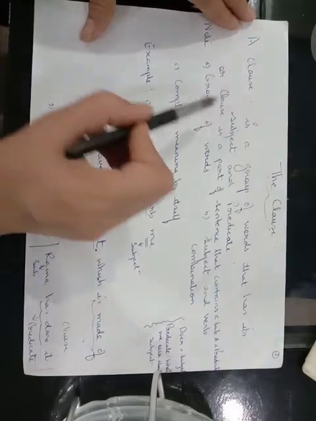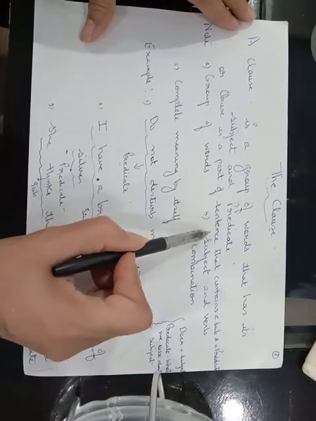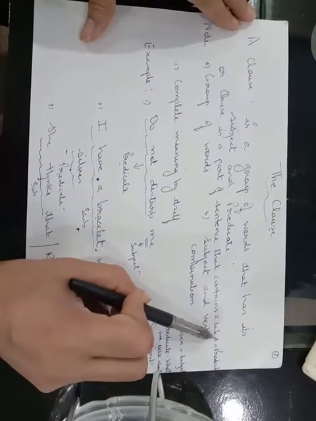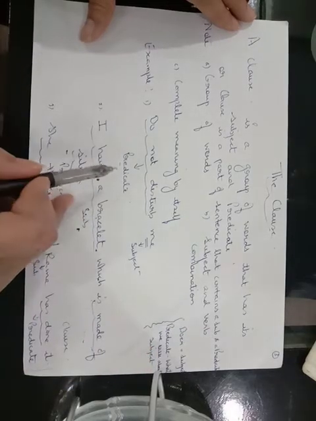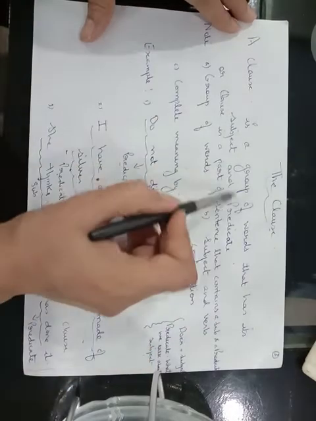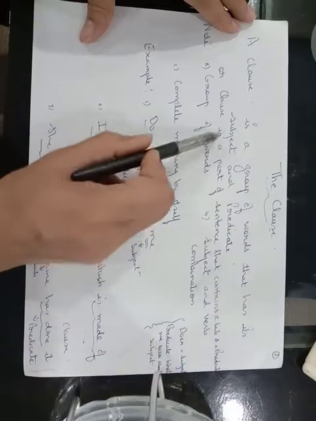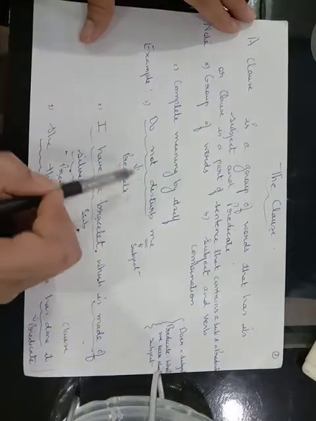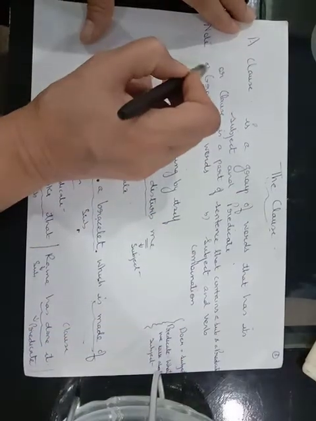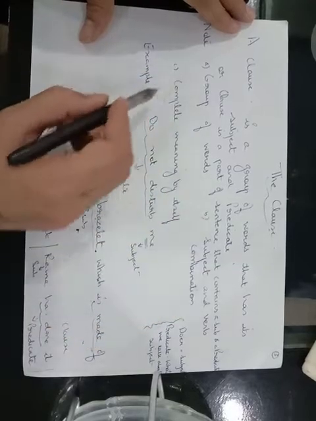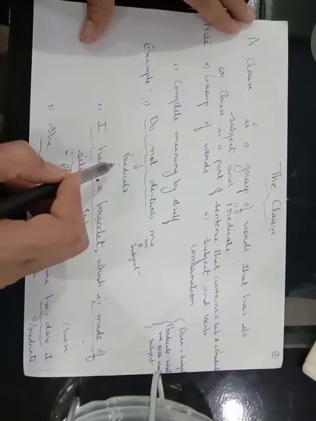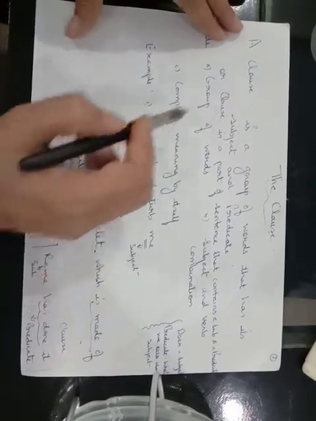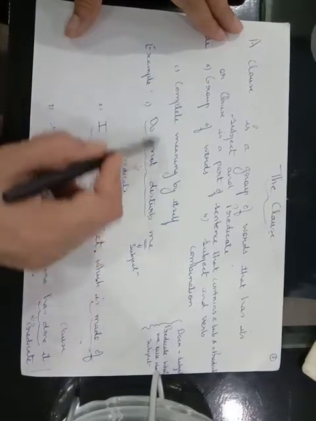You can also say a clause is a part of a sentence that contains a subject and predicate. Such a group of words that has a subject as well as a predicate is known as a clause. I'm mentioning three points. With these three points, you can tally within a sentence to find out whether it is a clause or not. Is it a group of words? Yes, it is a group of words.